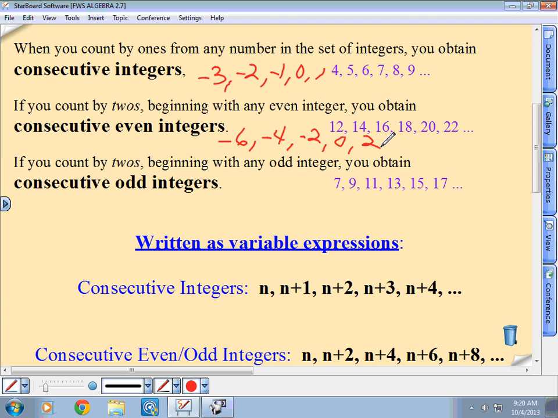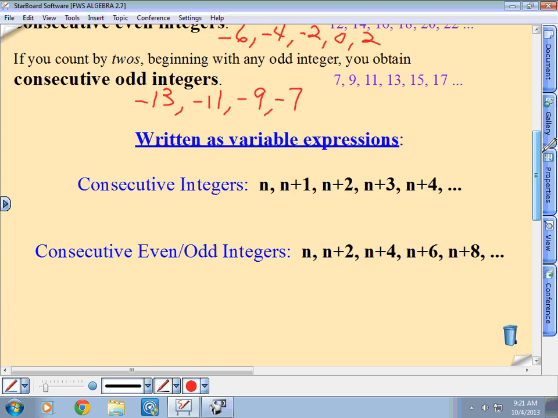And then it's the same thing with the odds, only you're starting on an odd number. That's the only difference. So 7, 9, 11, 13, 15, 17. Consecutive odd integers. So this is the language you've got to get used to. They're going to call that consecutive odd integers. They go in order and they're odd. Again, I can start at the negatives: -13, -11, -9, -7, and so forth. Those are consecutive odd integers. From left to right on the number line, they keep coming consecutively in every two. Any questions on what integers, consecutive, odd, or even are?